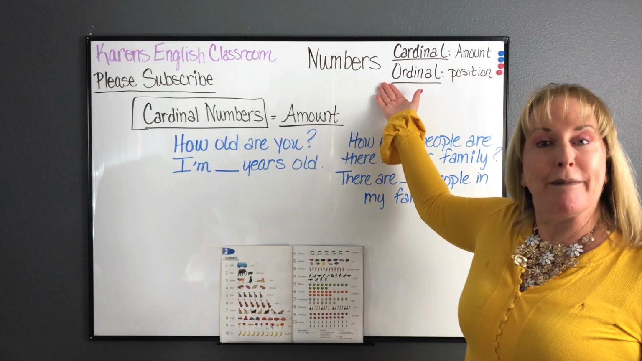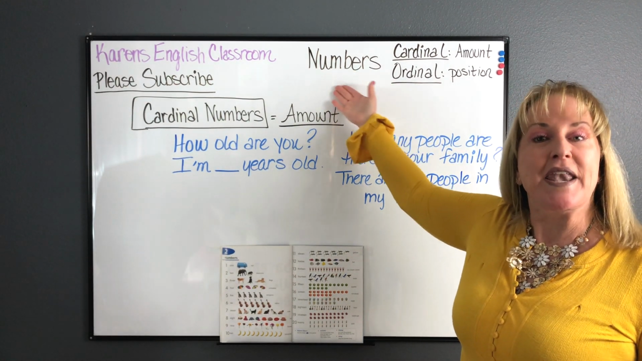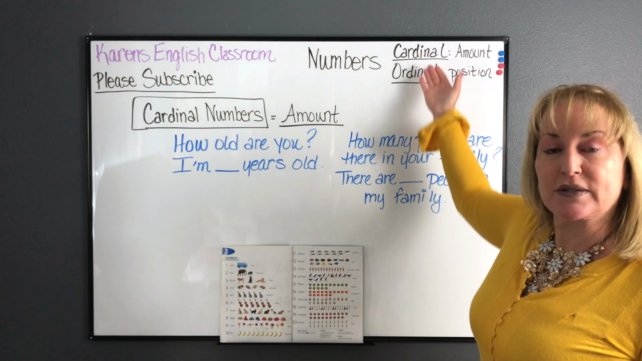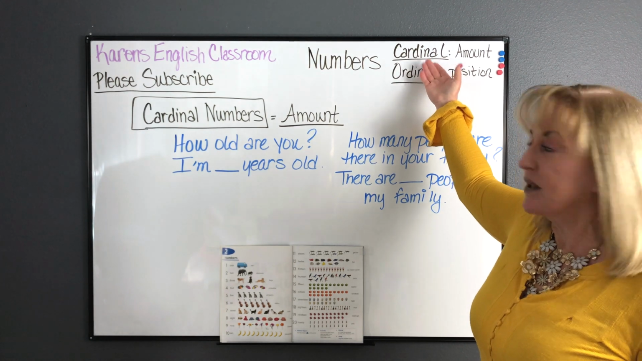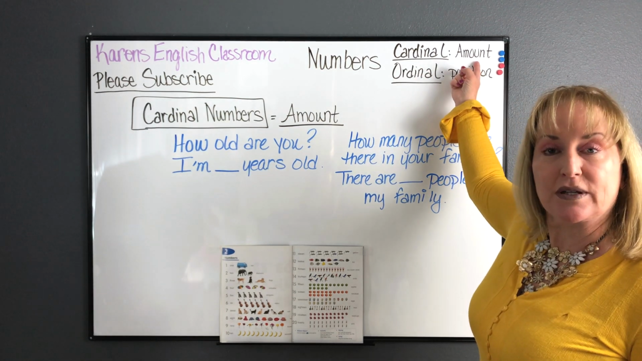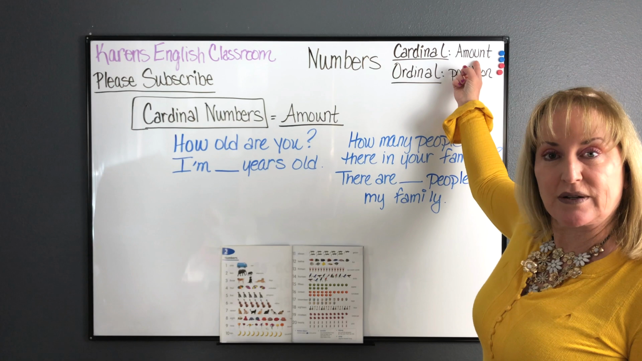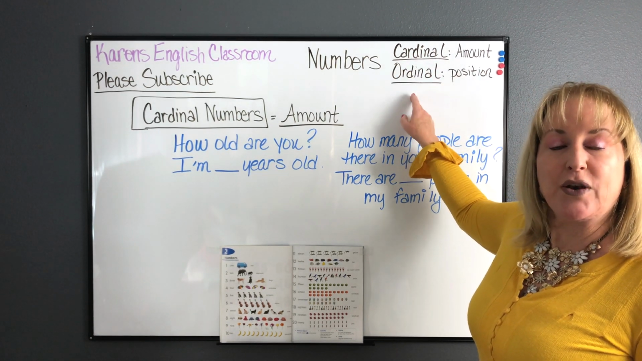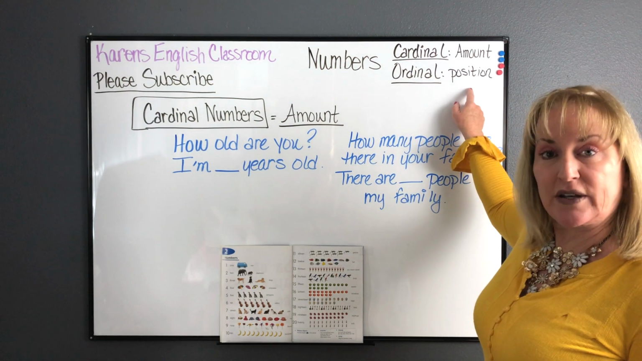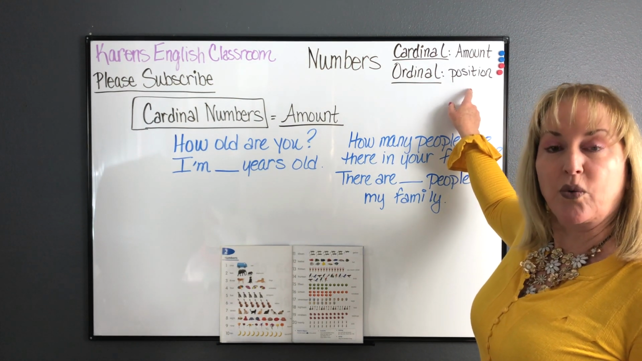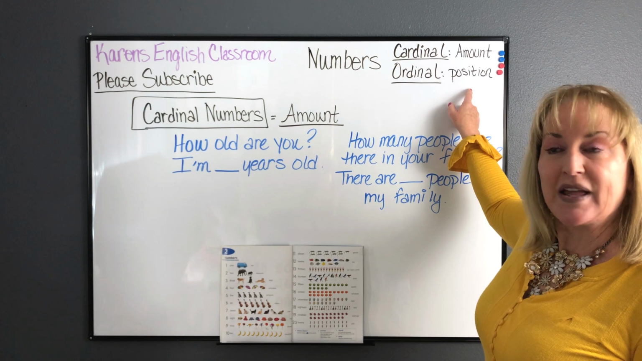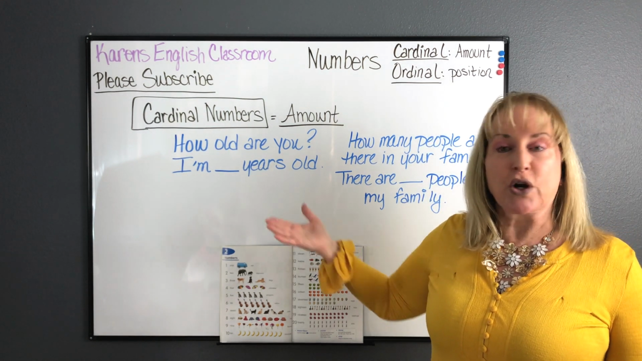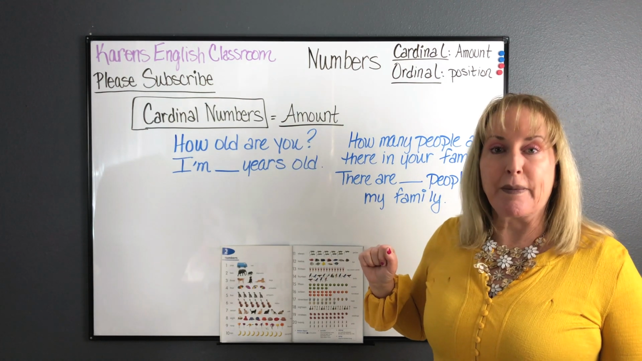Today we're going to learn about numbers. Two types of numbers. One is cardinal, and this is the amount. The second one is ordinal, and ordinal is the position of the number, where it is. First of all, I want you to learn cardinal numbers.